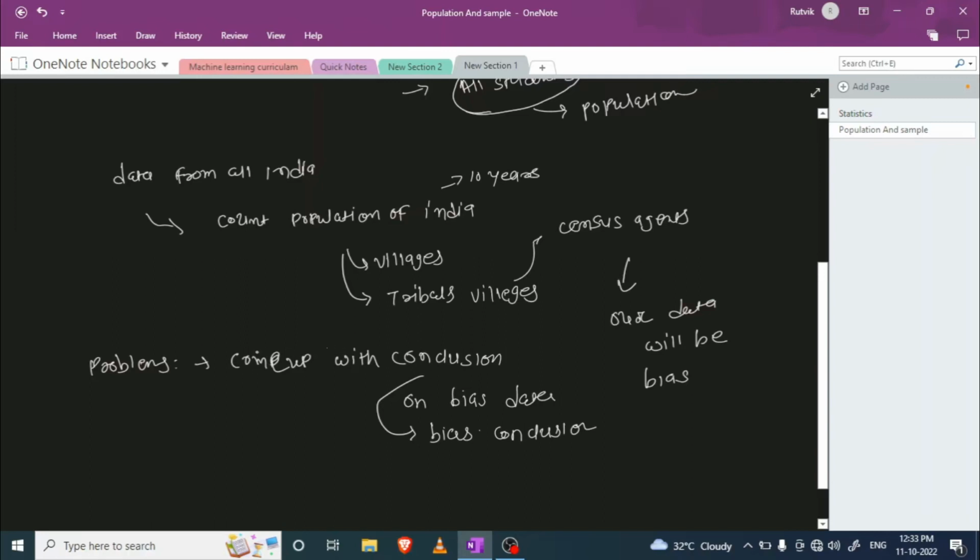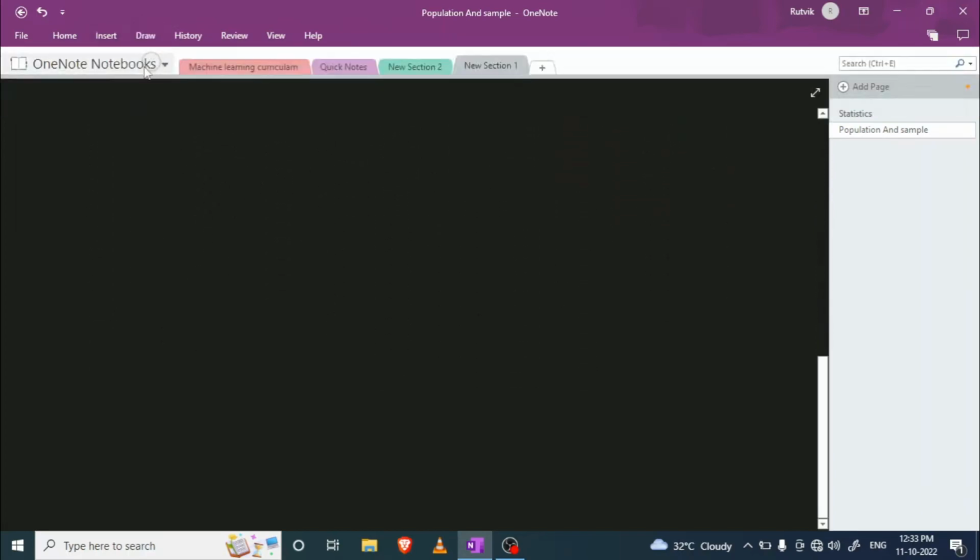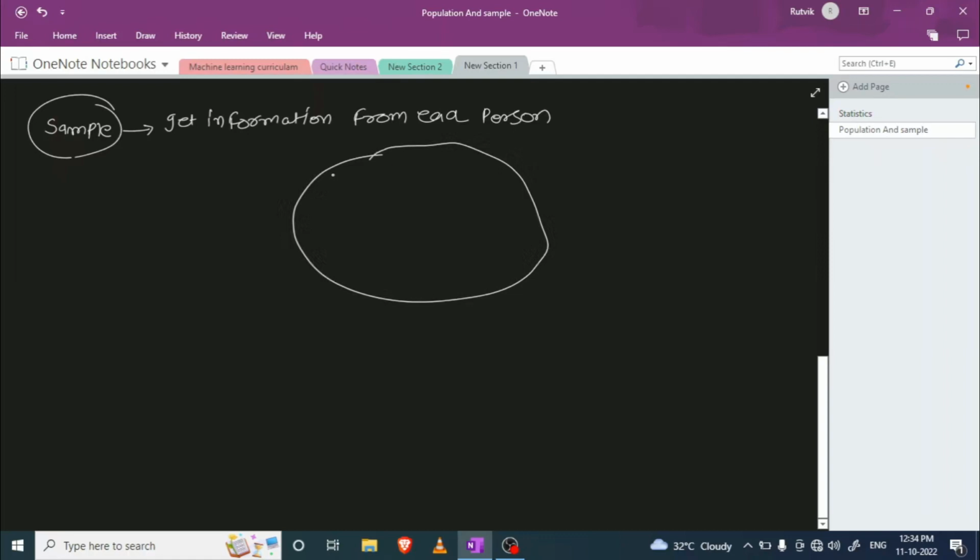To prevent such cases, we have a second type, which is called a sample. Instead of going to everyone and getting information from each person, we try to generate some groups. Suppose this is the whole of India and these are some of the states. Instead of going to each person, we can create a group of people and ask for information from those people.